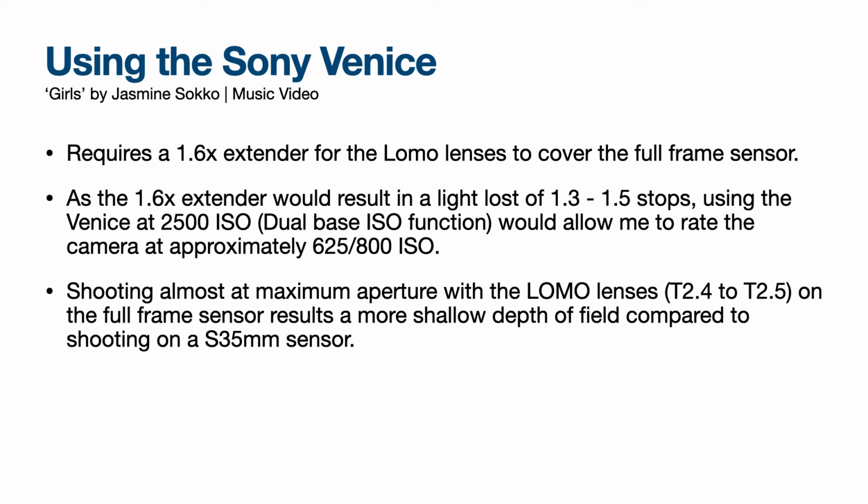Lastly, the Lomo lenses were not super fast at T2.4 to 2.5, but shooting full open on a larger sensor would actually create a more shallow depth of field.